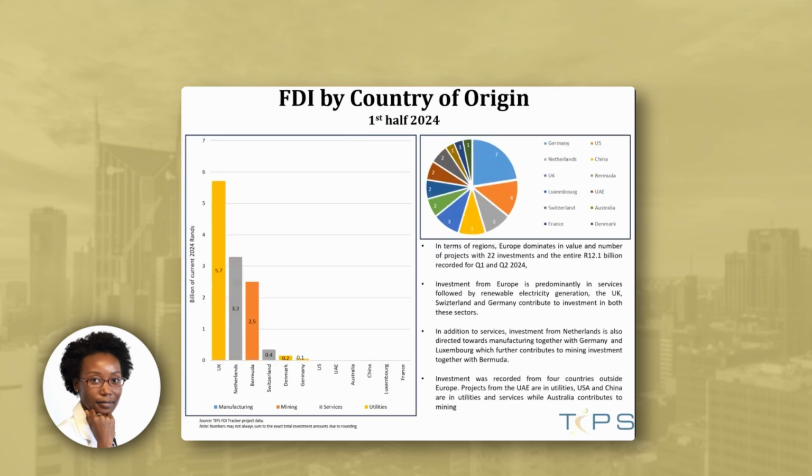When we look at investment by country of origin, in terms of region, Europe continues to dominate. 22 of the investments captured over this period came from Europe, as did the entirety of the investment value. Investment from Europe is predominantly in services, followed by renewable energy, with the UK, Switzerland, and Germany contributing the most. Then, in addition to services, investment from the Netherlands was directed towards manufacturing.